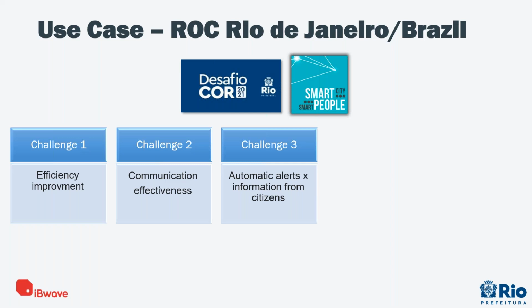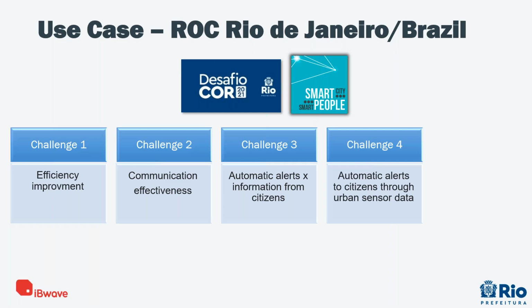The fourth one was how to structure the sending of automatic alerts to the citizens through urban sensors data. So since they are monitoring the emergency areas using sensors, how to use this real data and make these come like alerts to the citizens.